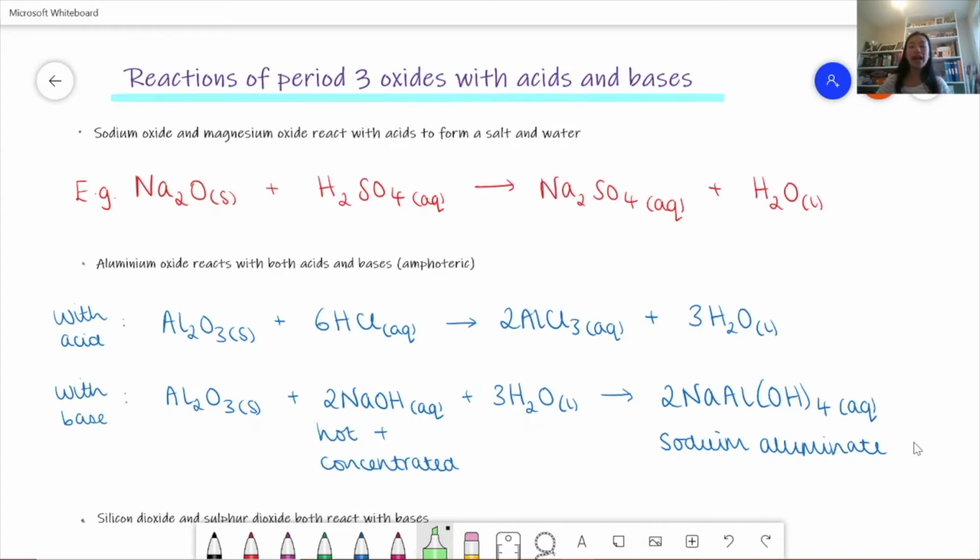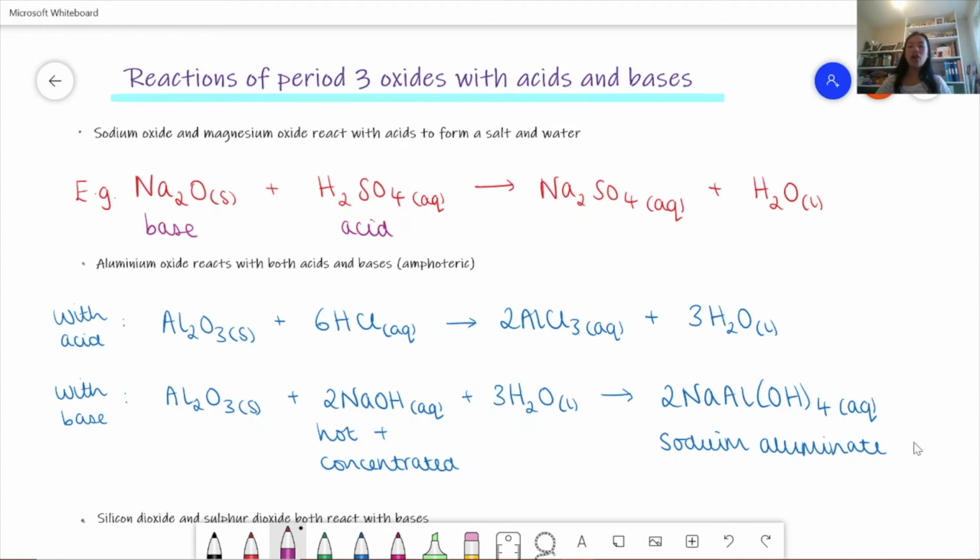So sodium oxide and magnesium oxide both react with acids to form a salt and water. So we have sodium oxide basically acting as a base, and then sulfuric acid, which is acting as an acid. And so this forms salt and water.